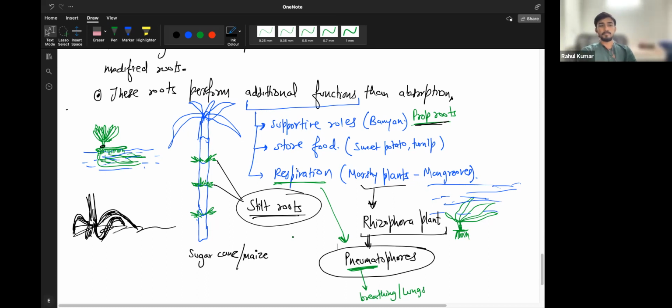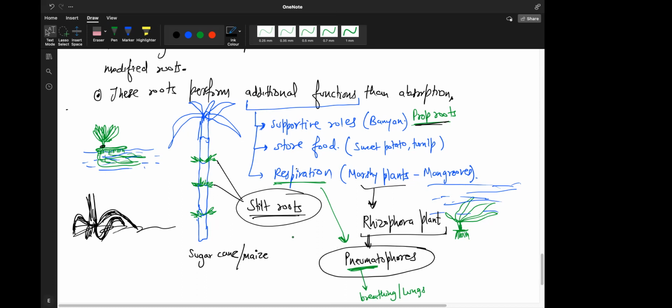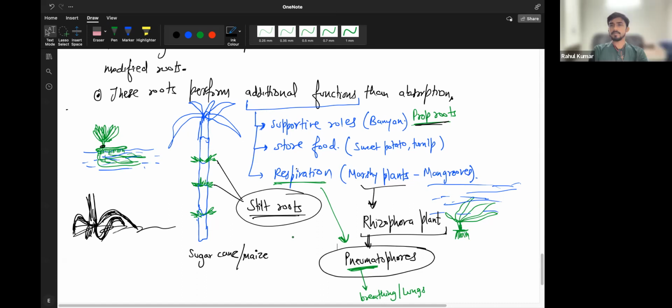Okay. Mostly in marshy regions, methane producing, because oxygen is scarce in the water. Oxygen is not dissolved properly. There's low oxygen, so that's why many aquatic animals cannot flourish. Very few can live in marshy areas. Okay, so pneumatophores help in getting oxygen for the plant and help in the process of respiration.